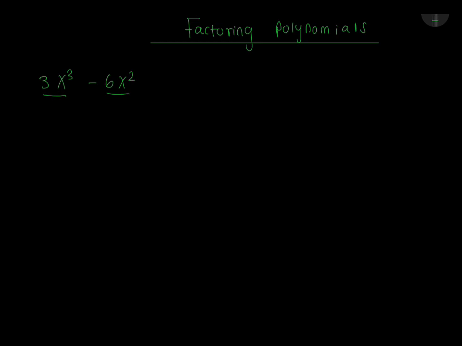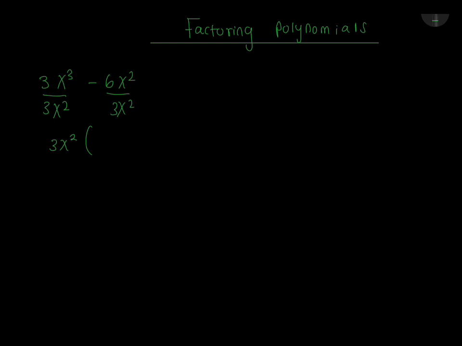So we're gonna divide both terms of this expression by x squared. And we must look at the coefficients of each term in this expression and ask ourselves which coefficient is the smallest. 3 is the smallest coefficient, so we're gonna divide by 3. So 3x squared is gonna be our common factor.